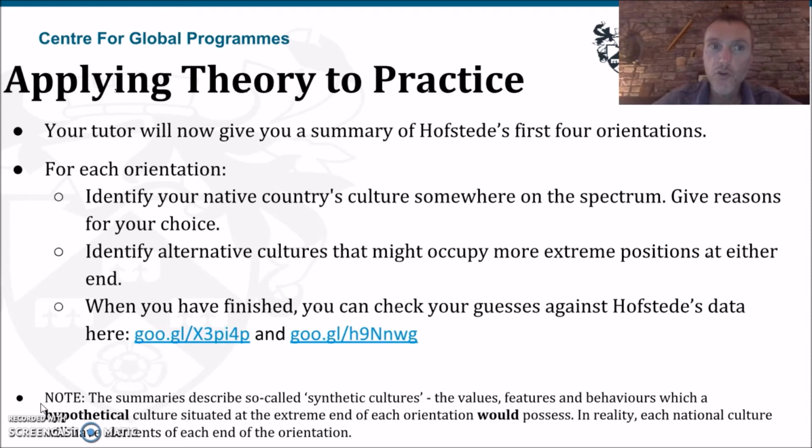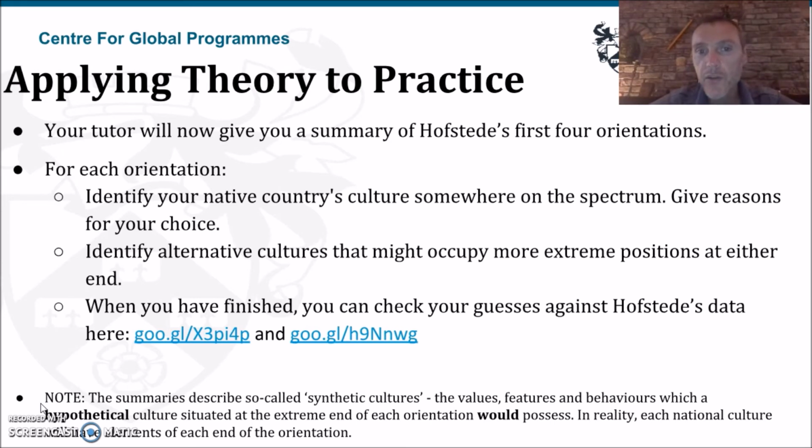So you introduce these orientations, and then the rest of the session is basically over to the students. Your tutor will now give you a summary of Hofstede's first 4 orientations, and they have to answer 3 questions. They have to identify their native country's culture somewhere on the spectrum, and they have to give reasons for their choice. Now, it's much better if the students are working in multicultural groups here, and I would encourage classroom management that brings that about. So groups of maybe 3 or 4 here.